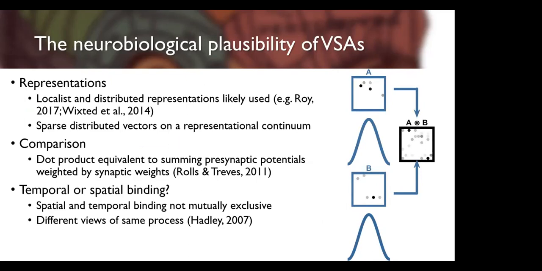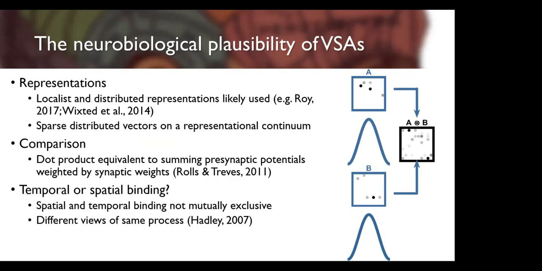In terms of vector comparison operations, which networks themselves would need to be able to undertake to compare two representations, it should be said that the dot product can be computed simply by summing presynaptic potentials weighted by synaptic weights, which means that any neuron could, in theory, accomplish this.